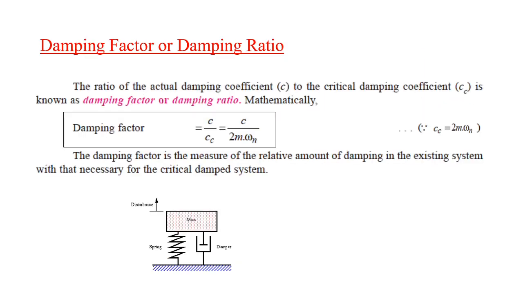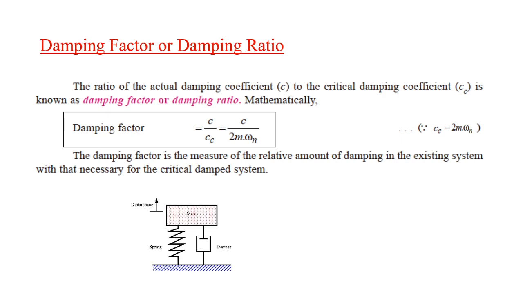Next we will see what is damping factor or damping ratio. The ratio of actual damping coefficient to the critical damping coefficient is known as the damping factor or damping ratio. It may be given mathematically as damping factor is equal to C divided by Cc, where C is the actual damping coefficient of that damper and Cc is the critical damping coefficient of the damper.